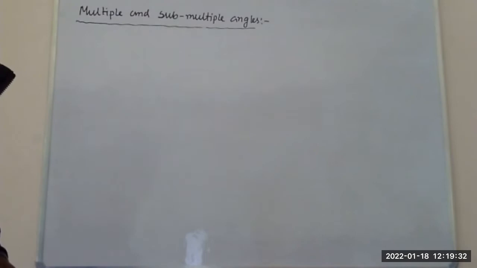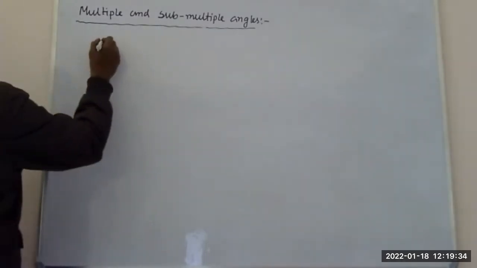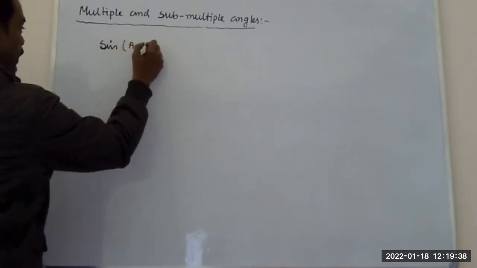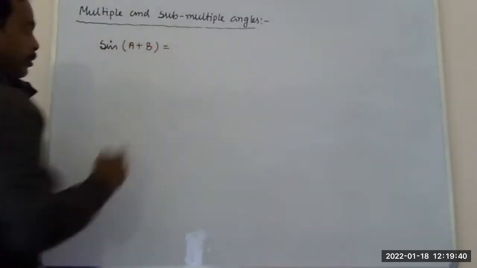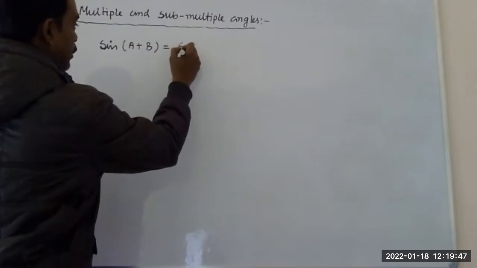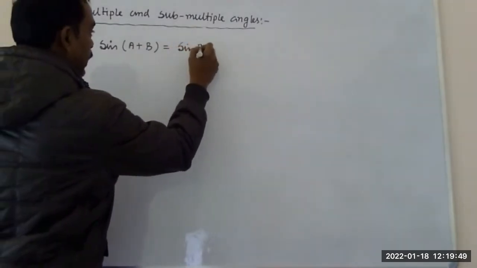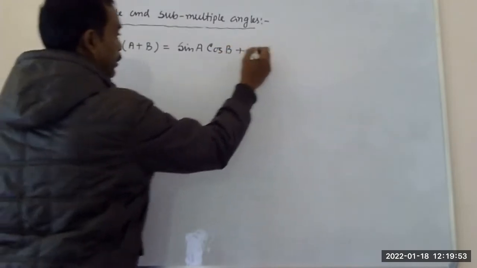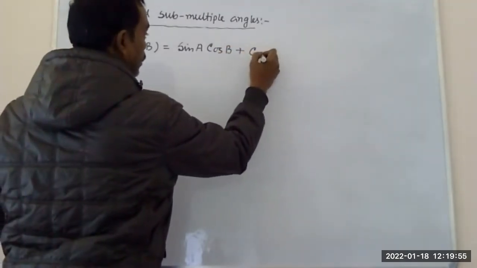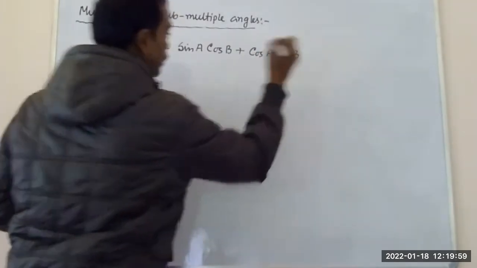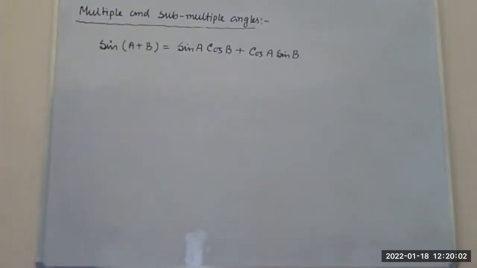Now we already know this. What is the value of sine of a plus b? Sine a plus b is sine a cos b plus cos a sin b. This is the formula of sine of a plus b.